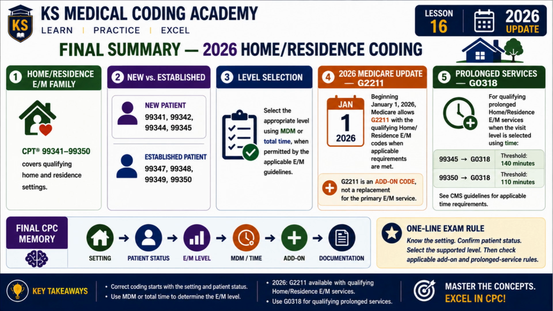For 2026, remember G2211 may be reported as an add-on with qualifying home or residency M services when Medicare requirements are met. For qualifying prolonged services, G2318 is the Medicare Prolonged Home or Residency M add-on, with the applicable time thresholds for 99345 and 99350. For the CPC exam, remember the sequence. Setting → patient status → E/M level → MDM or time → add-on → documentation. Know the setting, confirm patient status, select the supported level, and always check the applicable guidelines. Master the concepts and excel in CPC.